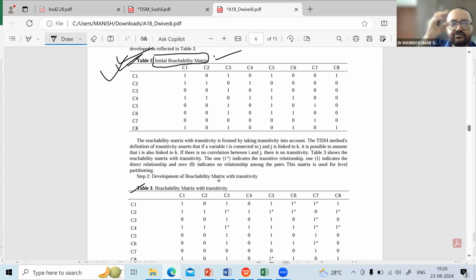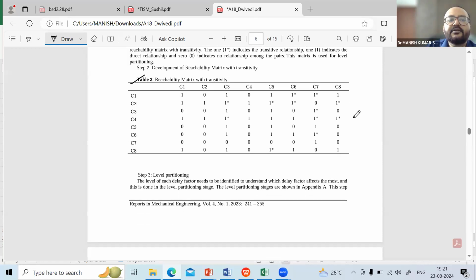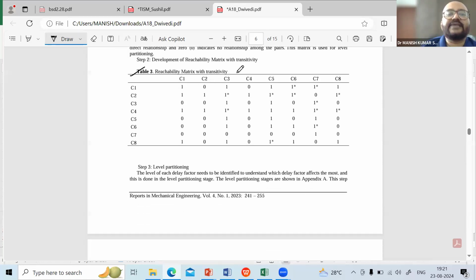Now C3 to C1, C3 to C2, C3 to C4, like this you are filling this. So the first one is done. This is just the answers to the questions which you have asked. You have summarized all this, so this is known as the initial reachability matrix. Now we have to prepare the reachability matrix with transitivity.